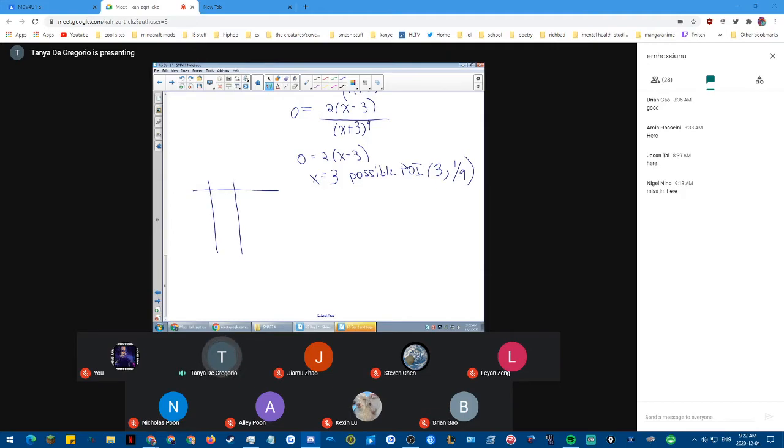Okay, so in this chart, we have our vertical asymptote. Don't forget it. And that's at -3. And then we have our possible points of inflection at 3. Put in your factors. So my factors are 2x minus 3. You don't really need the 2 there. If it was a negative, you do.